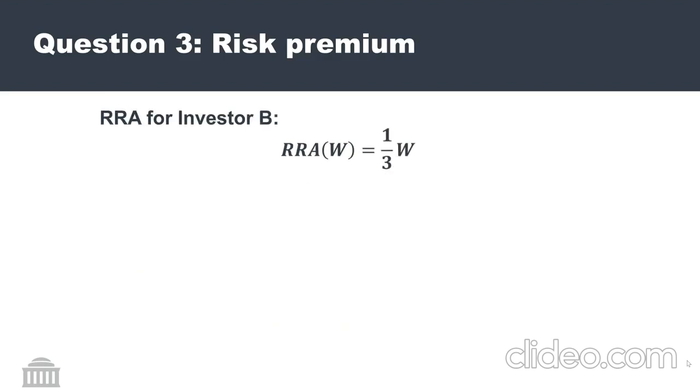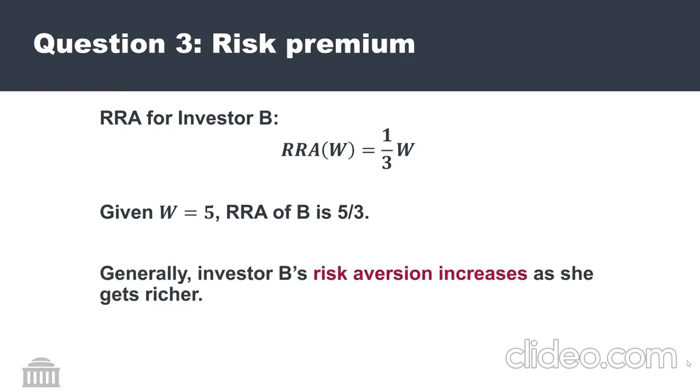For investor B, however, the relative risk aversion does depend on the wealth of this investor. Recall that the relative risk aversion of this investor was 1/3 multiplied by wealth W. So when wealth is $5, the relative risk aversion of this investor is 5/3. So generally for this investor, risk aversion increases as this investor gets richer.